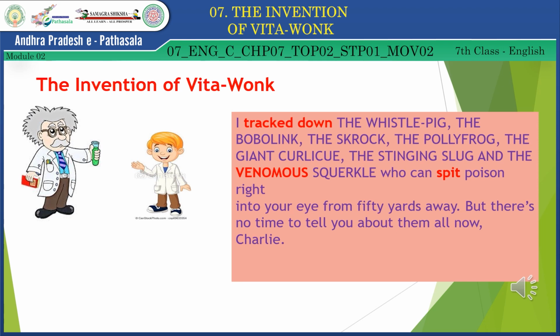He went to all these strange creatures: whistle pig, bobolink, skrak, polyfrog, curlicue, stinging slug, and squircle, which is venomous. Its poison is very dangerous. It can spit poison even from 50 yards away directly into eyes. That much poison is squircle. "But there is no time to tell you about them all now, Charlie." Now, Wonka is saying that he can't explain about all these things now because he has less time to explain everything in detail as he has to bring the grandparents alive.